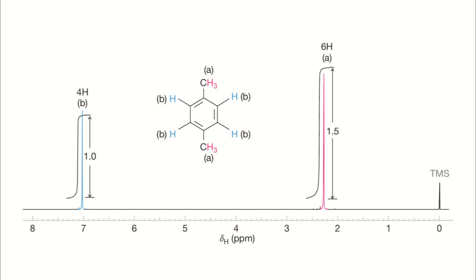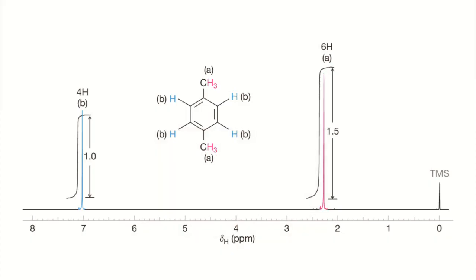Let's examine the splitting patterns for each group based on the N+1 rule. The aromatic H signal is split into a singlet because it doesn't have adjacent hydrogens. Using the N+1 rule, where N equals 0, we get 0 plus 1 equals 1 peak, or a singlet. The CH3 group at about 2.2 ppm is split into a singlet because it isn't adjacent to hydrogens. Following the N+1 rule, we get 0 plus 1 equals 1 peak, or a singlet.